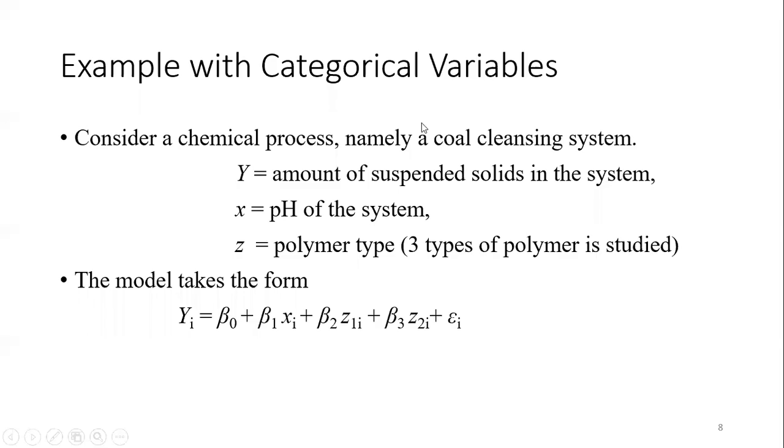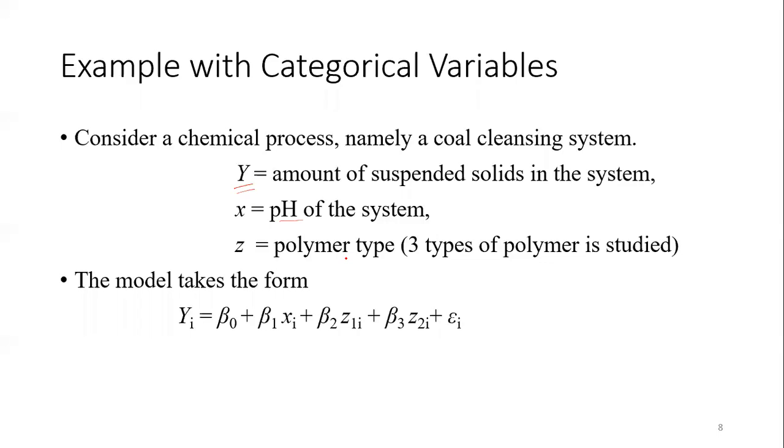Okay, so here's the example for the categorical variables. Let's talk about a chemical process, a coal cleansing system. Y is the dependent variable which shows the amount of suspended solids in the system. Okay? And X is the pH of the system. And you can use three different polymer types, okay?